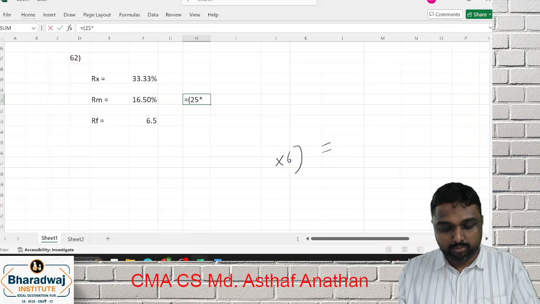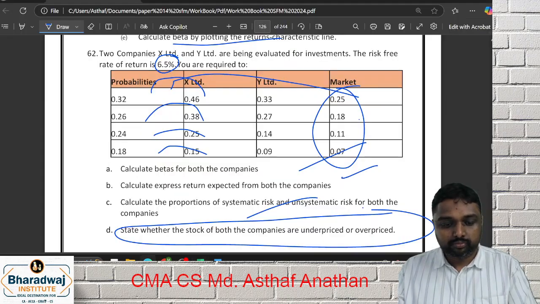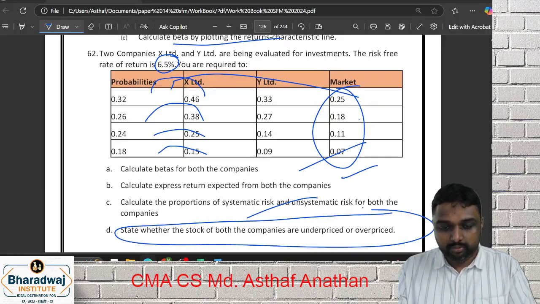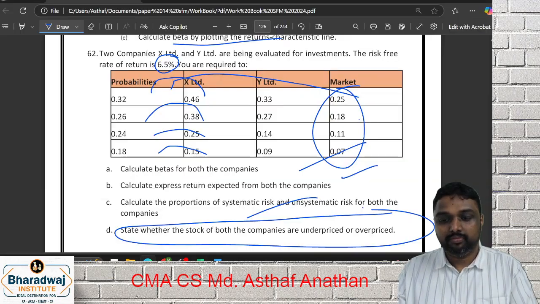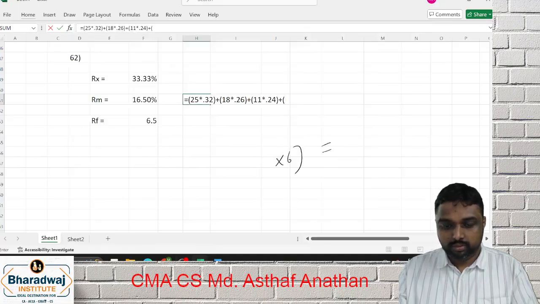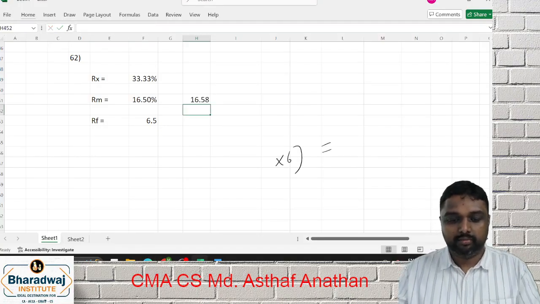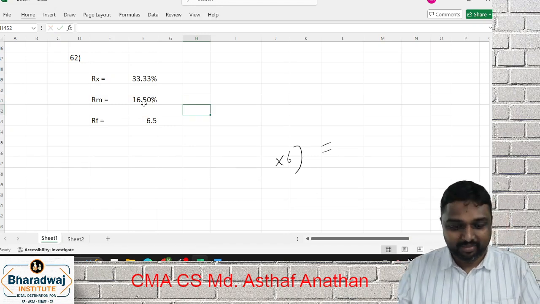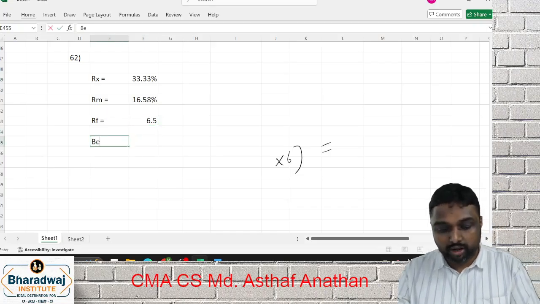25 into 0.32 plus 18 into 0.26 plus 11 into 0.24 plus 7 into 0.18. Correct. I was just testing whether it is correct. 16.58. Because your analysis should not go wrong. So you get RF is what? 6.5. Now you have to find out beta.